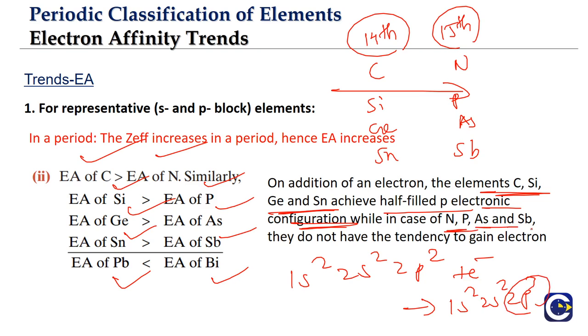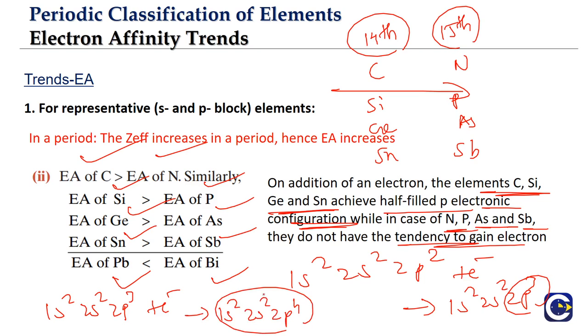But if you are giving an electron to nitrogen, phosphorus, arsenic or antimony, we are moving away from stable. That is why they will not have a tendency to gain. For example, nitrogen is 1s2, 2s2, 2p3. We give an electron, and we will be reaching 1s2, 2s2, 2p4. We are moving away from the stable arrangement. That is why these elements will not have that much tendency to gain an electron.